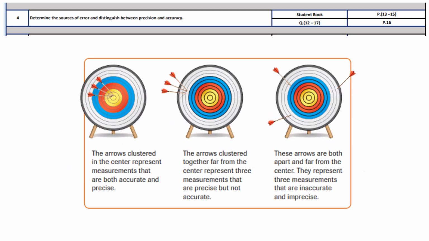Okay, here we go with point number 4: determine the source of error and distinguish between precision and accuracy. So the famous example about the arrows to differentiate between accuracy and precision. In the first picture, the arrows hit the yellow target and all of them hit the same point, so it's a good example of accurate and precise. Okay, so that's what we mean by accurate and precise.